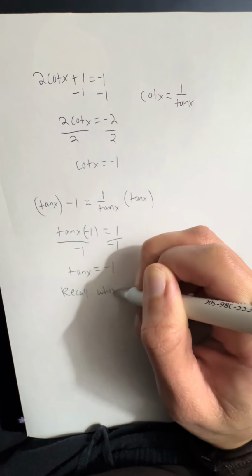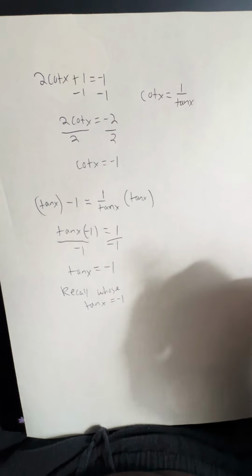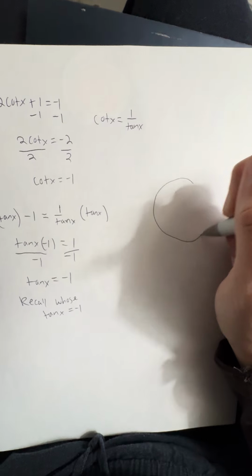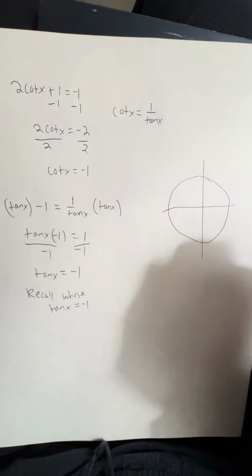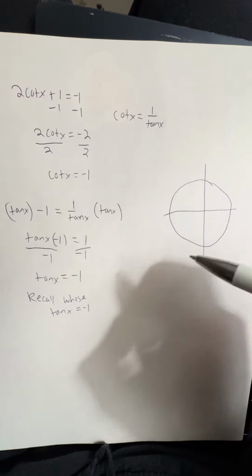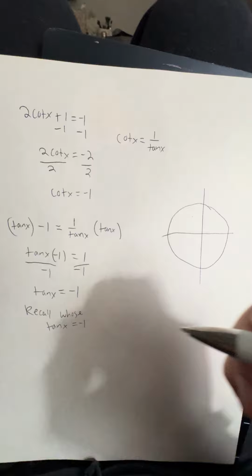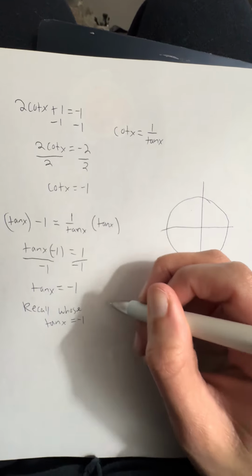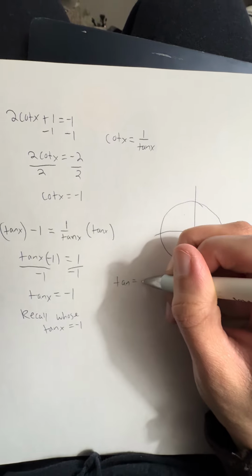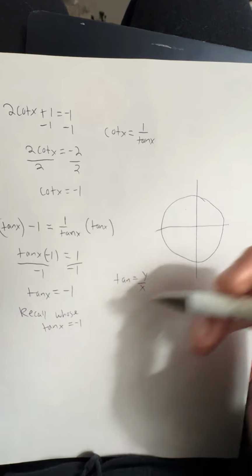So recall, where is the tangent of x equal to -1 on the unit circle? So let's draw that really quick. Just looking at the circle, we need to figure out, when you find the tangent of x, which is equal to y over x, you have to get a -1 as a result, okay?